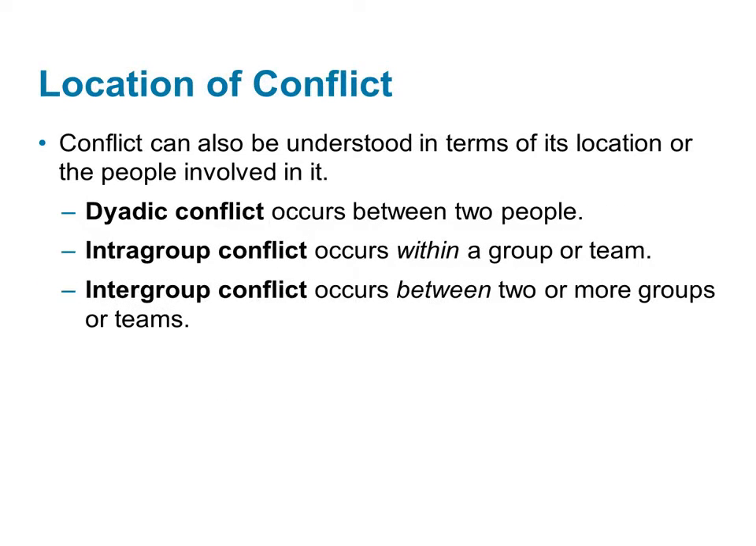Another way to understand conflict is to consider where the conflict occurs. Between whom does it occur? Here we have three basic types. Dyadic conflict is conflict between two people. Intra-group conflict occurs within a group or team. Intra usually means within. And intergroup conflict is conflict between groups or teams.